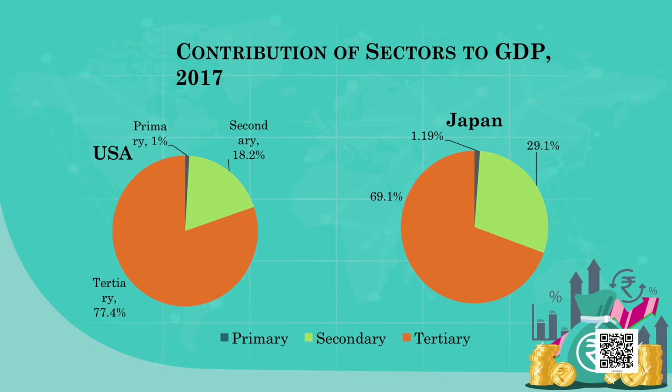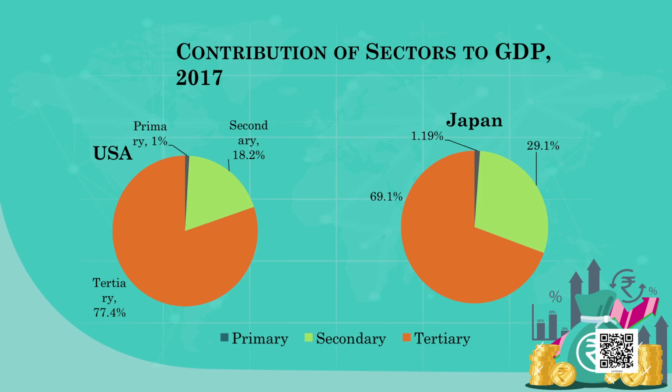And if you look at the secondary sector, almost 18% is coming from the secondary sector. And 77% is coming from the tertiary sector. So the tertiary sector is the major contributor. And agriculture constitutes only 1%.